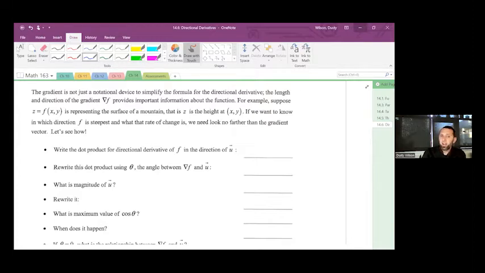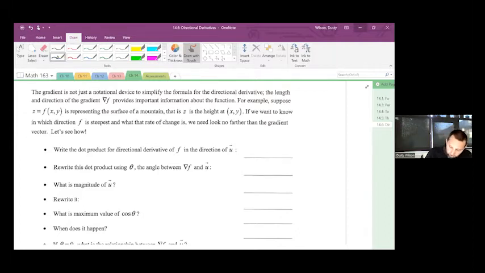That is, z is the height at xy. If we want to know in which direction f is steepest and what that rate of change is, we need look no farther than the gradient vector. Let's see how. So let's write the dot product for the directional derivative of f in the direction of u.